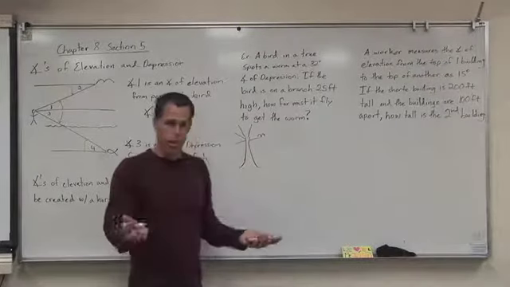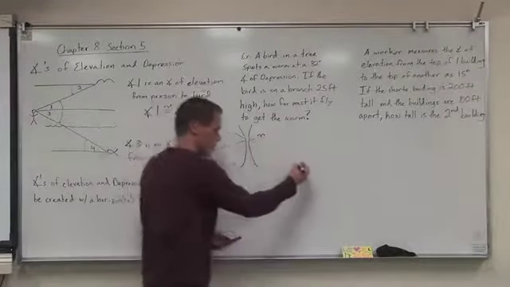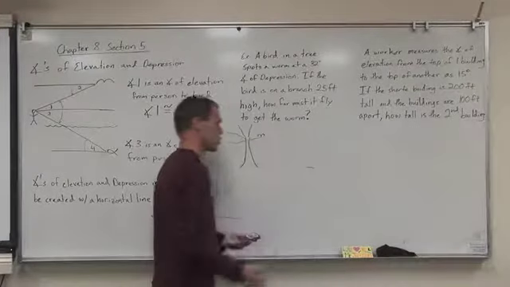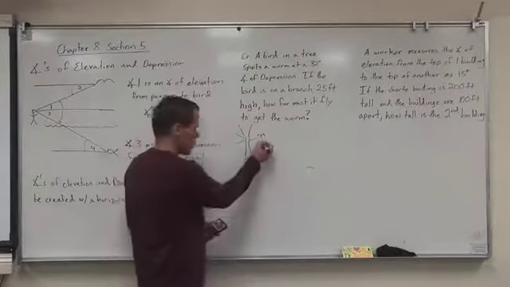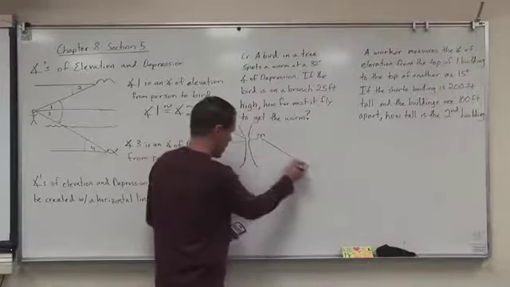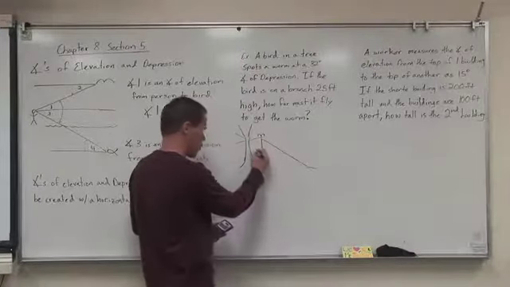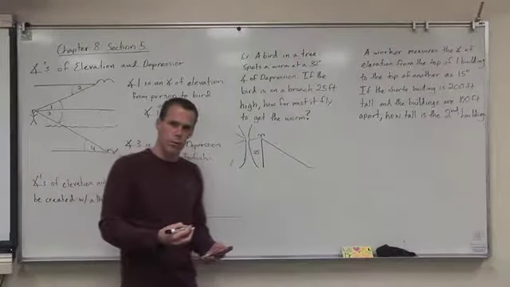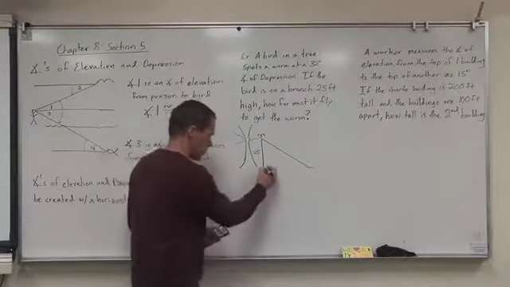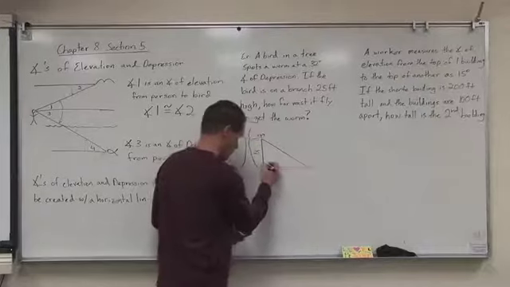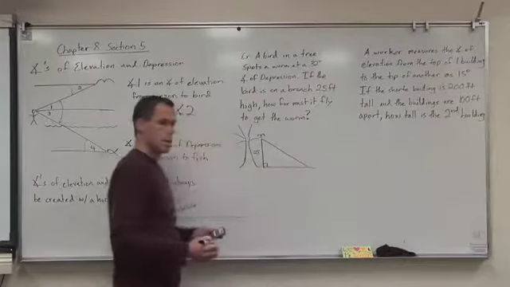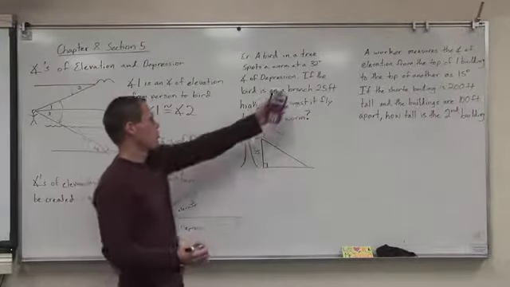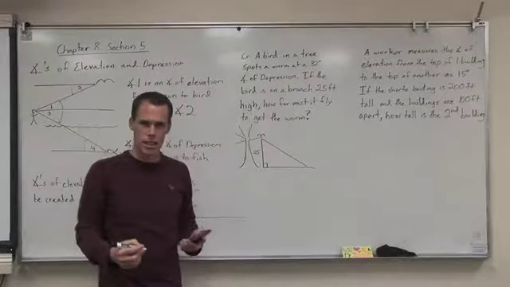So I'm a terrible artist, but here's my tree with the little bird. And there's the worm. The bird spots the worm, and the bird is sitting up in a tree 25 feet high. What we're going to do here is create a right triangle so we can work with the material that we have for this unit.